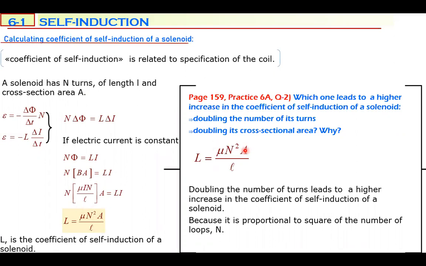Practice problem 2 is one of the ministry exam questions asked about this equation. Which one leads to a higher increase in the coefficient of self-induction of a solenoid: doubling the number of turns or doubling the cross-section area? Because the number of turns is squared, if you double the number of turns, L increases by 4 because the square of 2 is 4. But area is directly proportional, so doubling the area only doubles the coefficient of self-induction, while doubling the number of turns increases it by a factor of 4. That's why N causes a higher increase in the coefficient of self-induction of a solenoid.